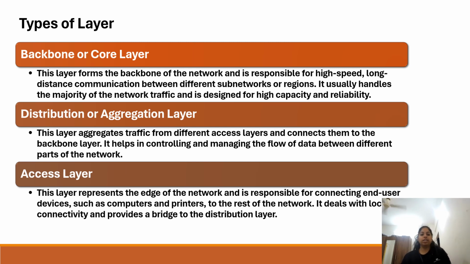Distribution or aggregation layer. This layer aggregates traffic from different layers and connects them to the backbone layer. It helps in controlling and managing the flow of data between different parts of the network. Access layer. This layer represents the edge of the network and is responsible for connecting end user devices such as computers and printers to the rest of the network. It deals with the local connectivity and provides a bridge to the distribution layer.